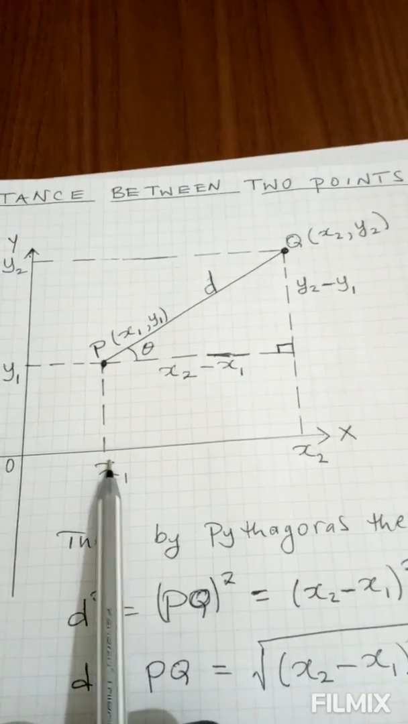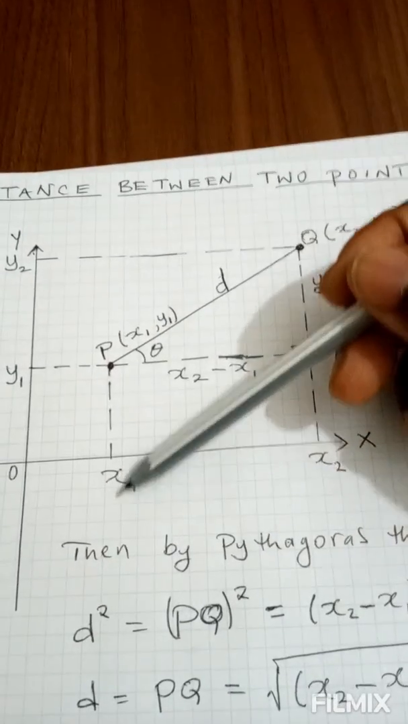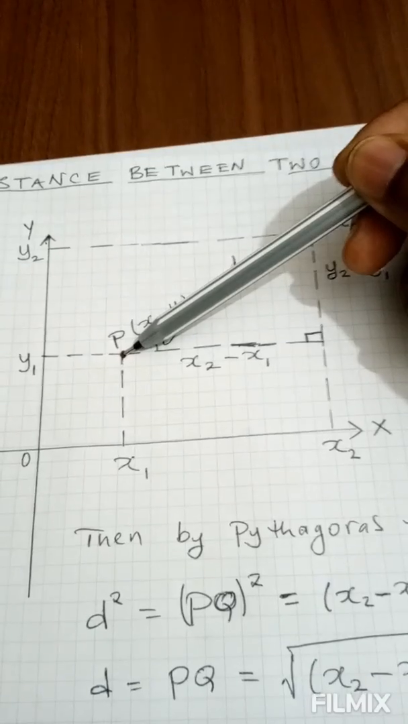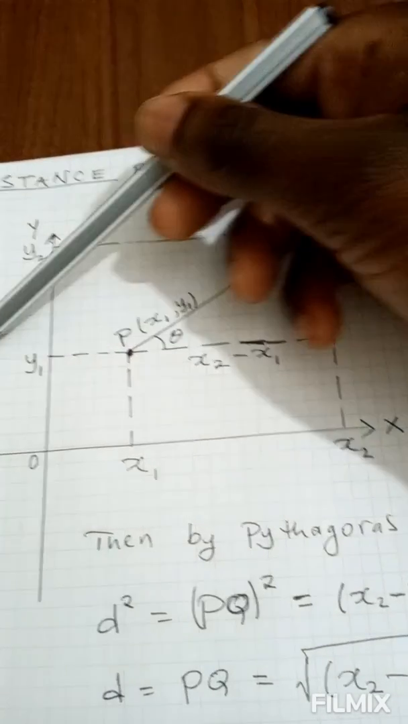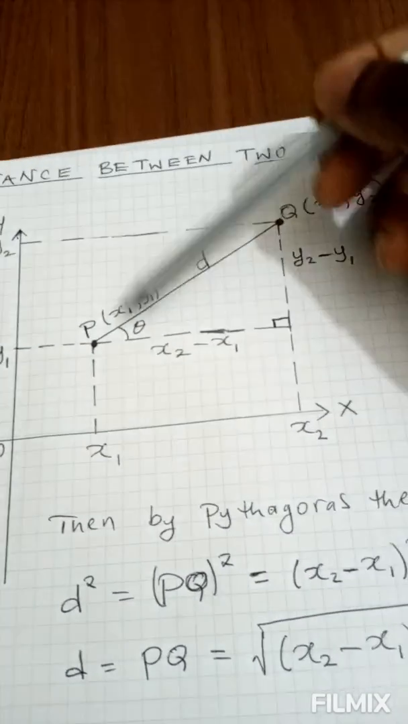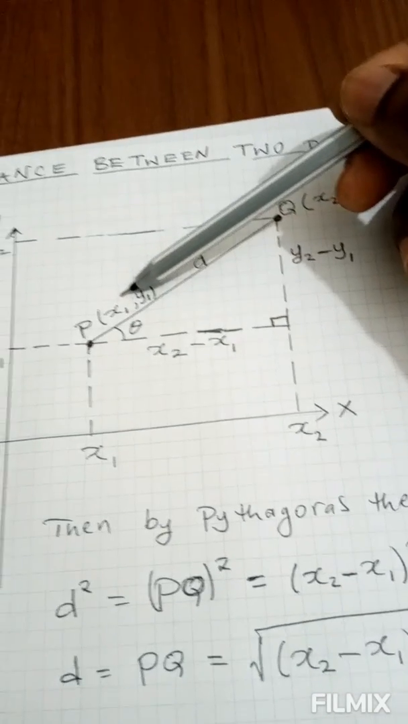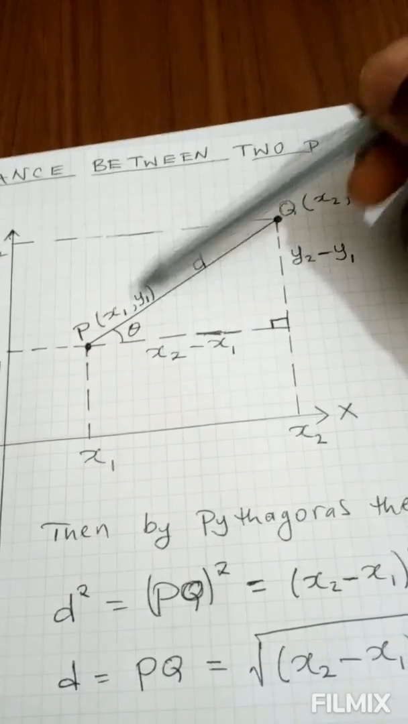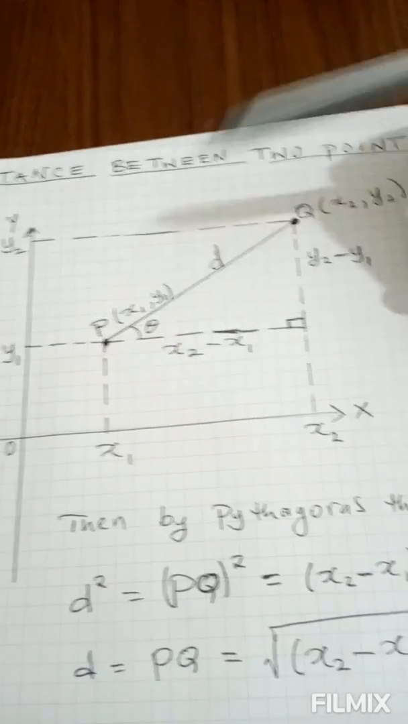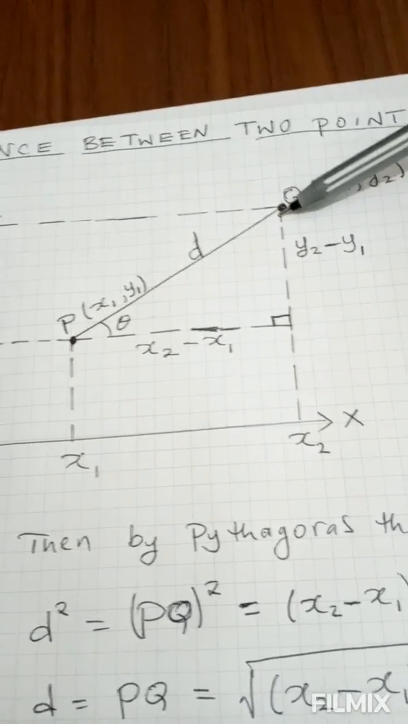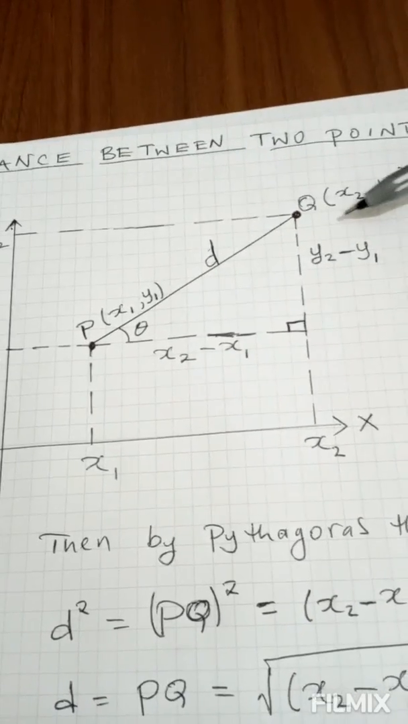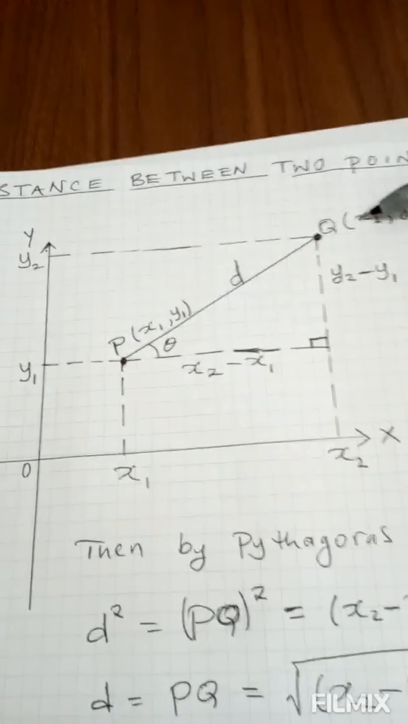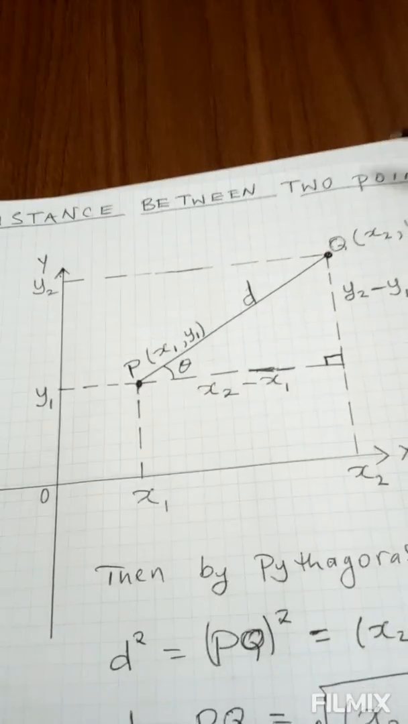All right, and then we draw a straight line to where y is, and this value is y1. So where these two lines intersect, that's where the point is, the point P x1, y1 as our first point. Then our second point also is Q. Q is x2, y2. We can locate these 2 points. We know how to locate them.